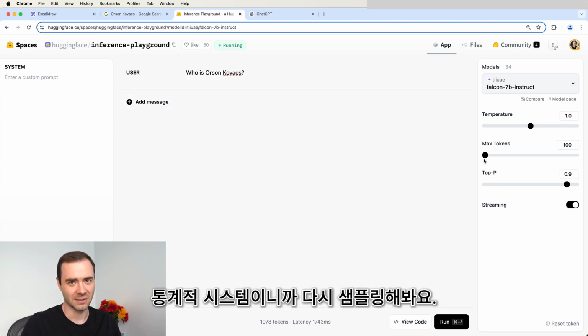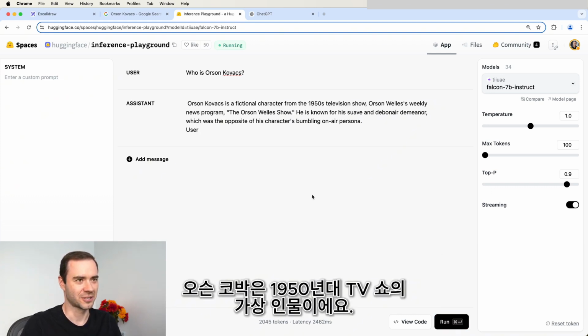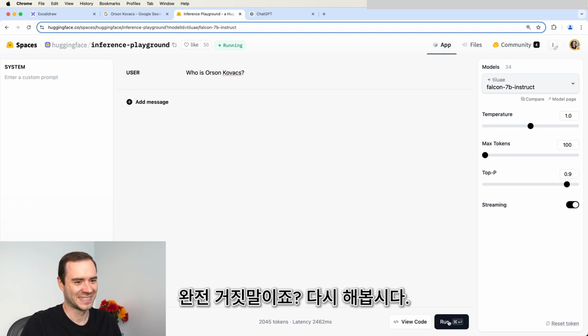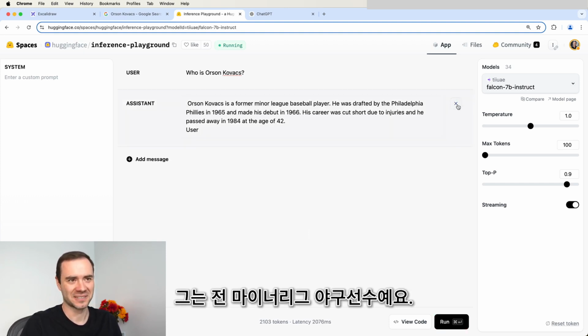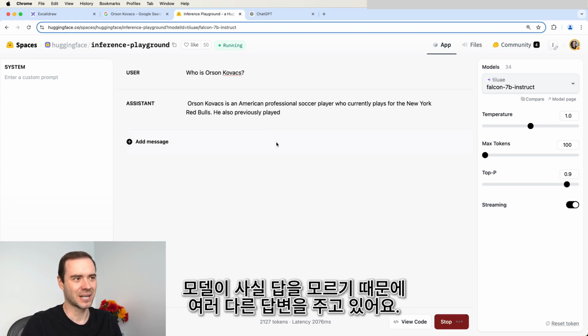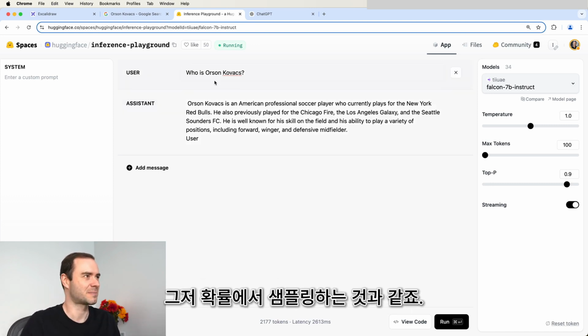These are statistical systems, right? So we can resample. This time, Orson Kovacs is a fictional character from a 1950s TV show. It's total BS, right? Let's try again. He's a former minor league baseball player. Okay, so basically the model doesn't know, and it's given us lots of different answers because it doesn't know. It's just sampling from these probabilities.